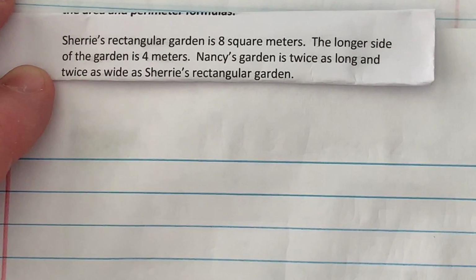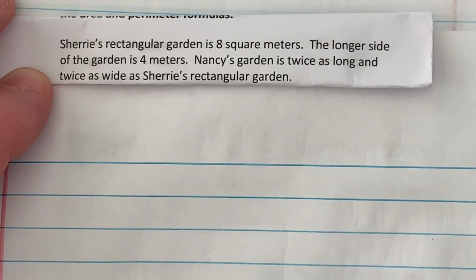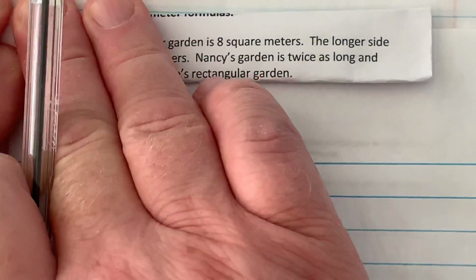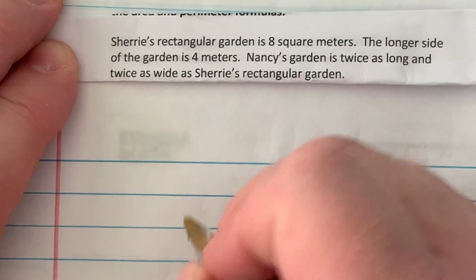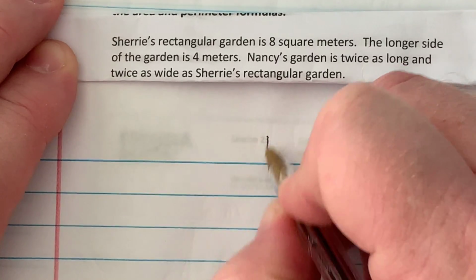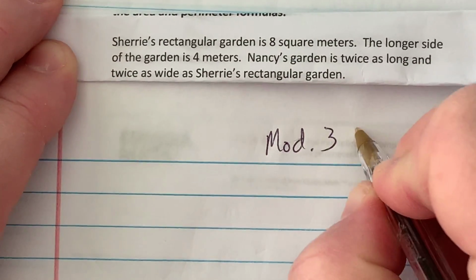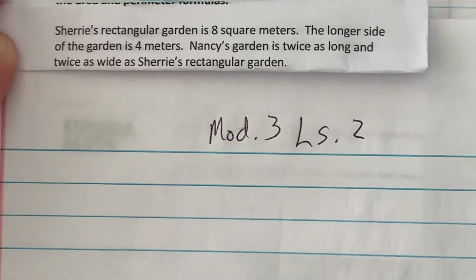The longer side is 4 meters. Nancy's garden is twice as long and twice as wide as Sherry's rectangular garden. All right, so what we have to figure out first is Sherry. So again, please make sure you put Module 3, Lesson 2, okay?